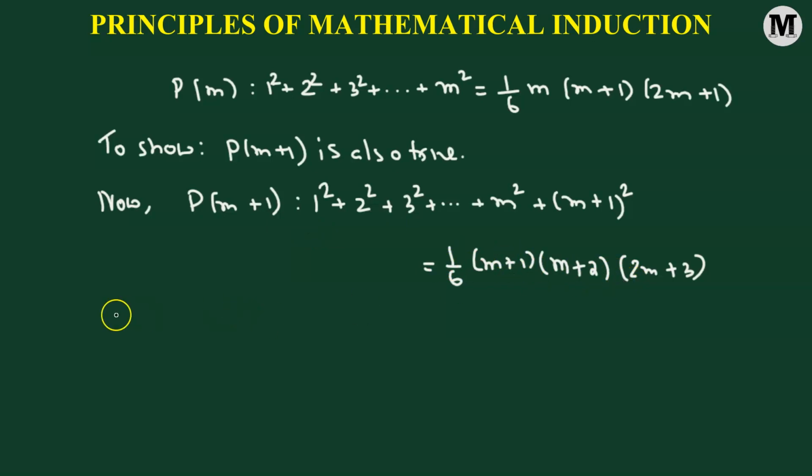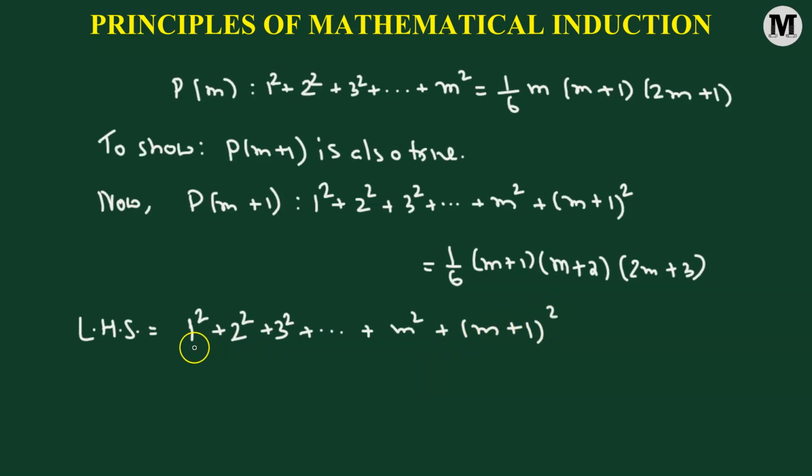How do we show that this is true? We'll start from the left hand side. On the left hand side of P(m+1), we have 1 squared plus 2 squared plus 3 squared going all the way up to m squared and (m+1) whole squared. If we consider the first m number of terms, we have already shown that this is a true statement.